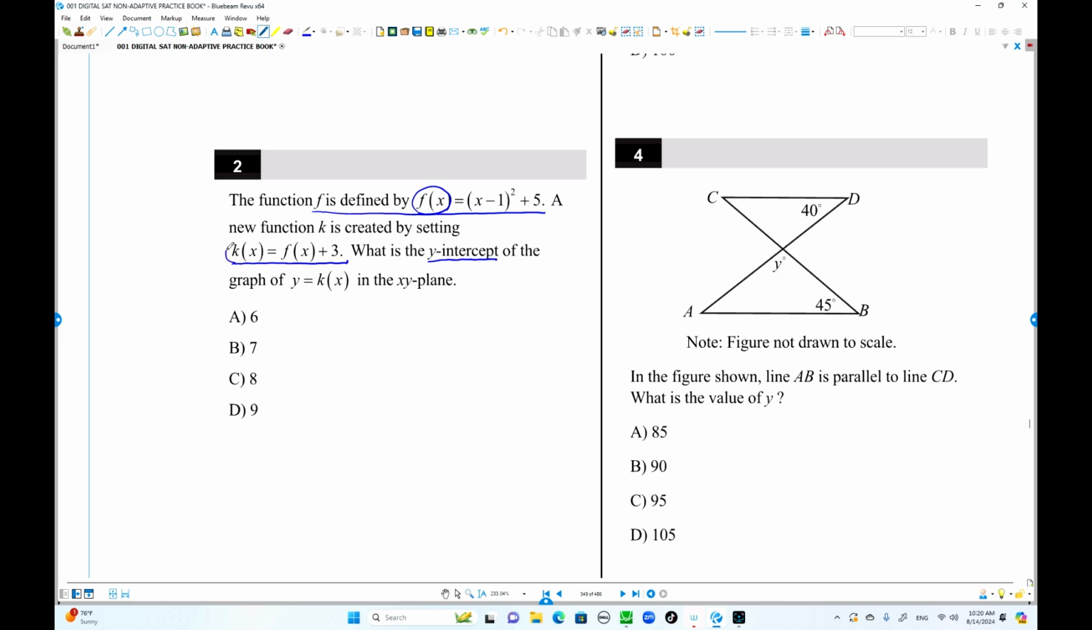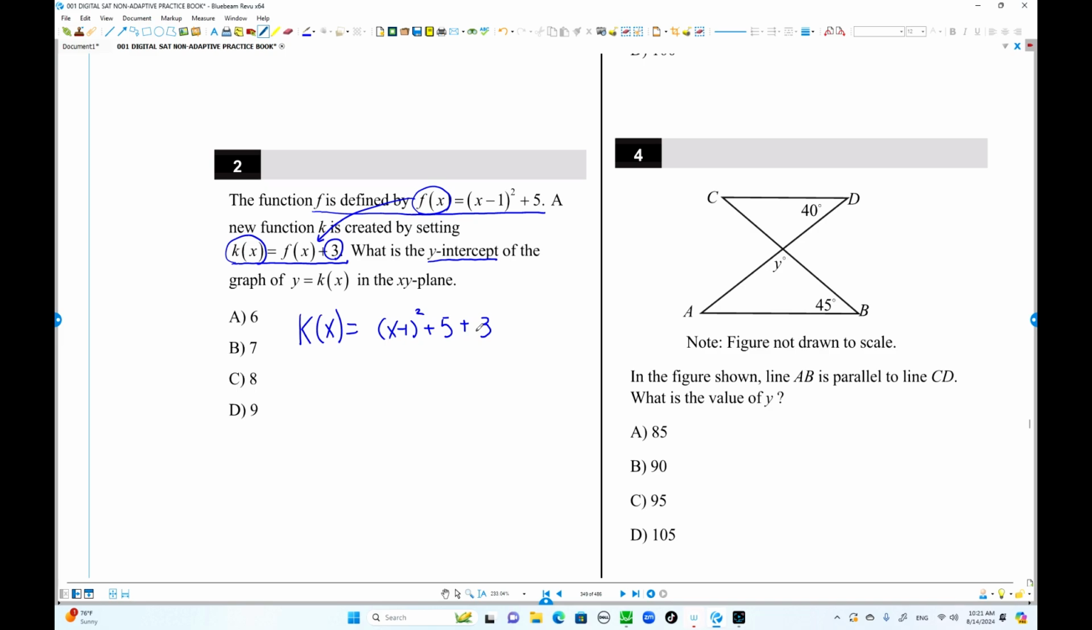All right, now we can express k(x) in terms of x, okay? So k(x), replace f(x) with here, okay? So (x minus 1) squared plus 5. This is the f(x), and we need a little more, 3 more, right? So that is a translation, right? Move up by 3 units. But this is the equation of k(x) in terms of x.